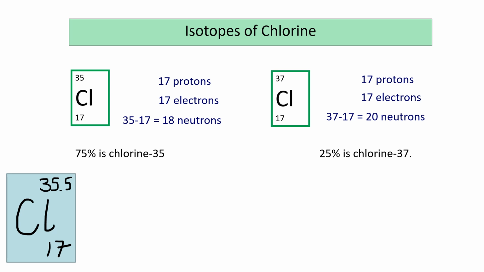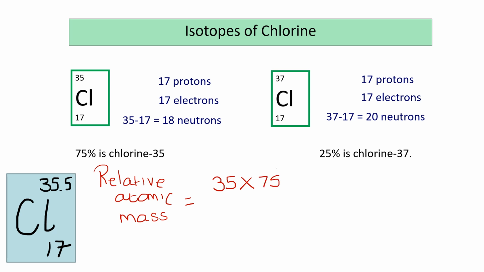To work out the relative atomic mass, we need to do the following calculation. Relative atomic mass equals, well, we first take the mass number of 35 of the first isotope, and we multiply by the percentage abundance of 75, place it in a bracket, and add it to the mass number of the second isotope, which is 37, multiplied by its percentage abundance, which is 25.